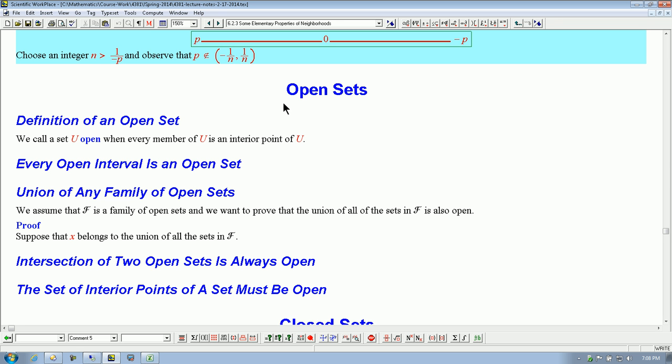Okay. What if every neighborhood was the same set U? Then the intersection would be also the same set U. True. So, okay. All right, folks. And I could give you better examples.